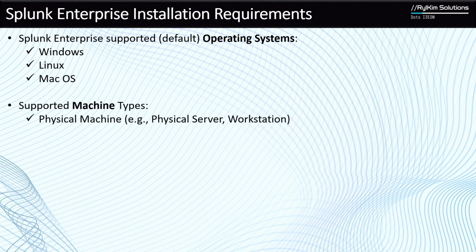The second one is the machine type. So you can install Splunk on a physical machine. It could just be a physical server, a workstation, it could just be your laptop. And then the other thing is that you can use a virtual machine as well. So during our demonstrations, we're going to see how we install Splunk on Windows, using our laptop. And then we're going to install Splunk on an AWS EC2 instance that's running Mac OS. And then we're going to install Splunk as well on an Azure virtual machine that is running Ubuntu Linux.